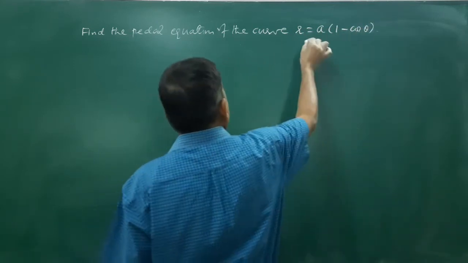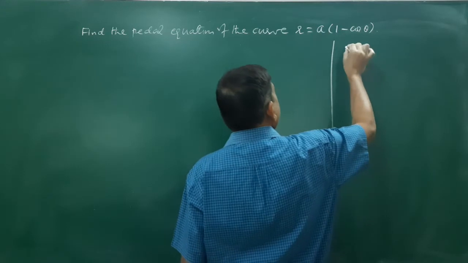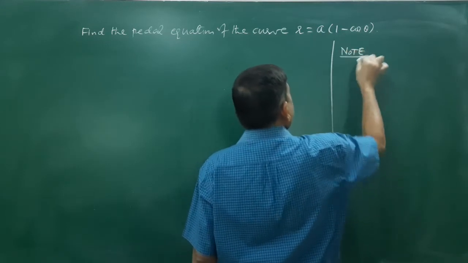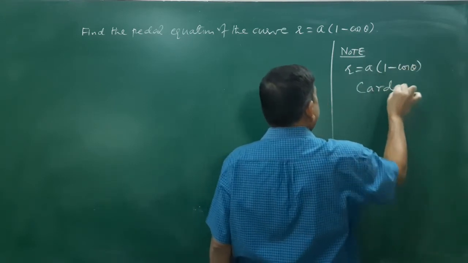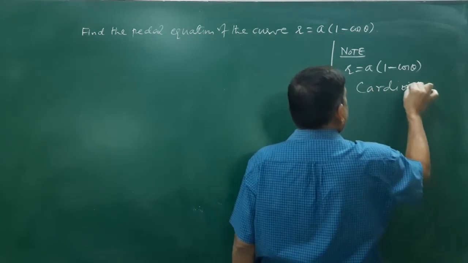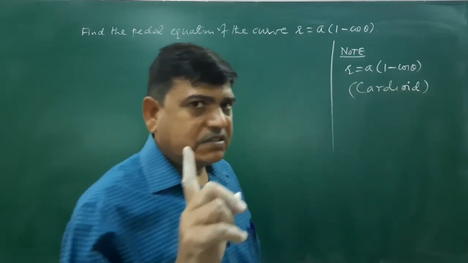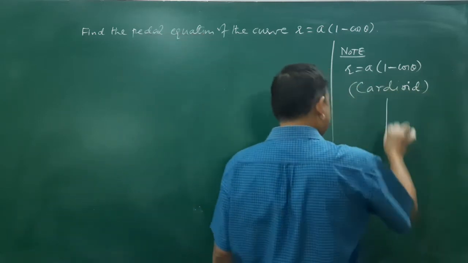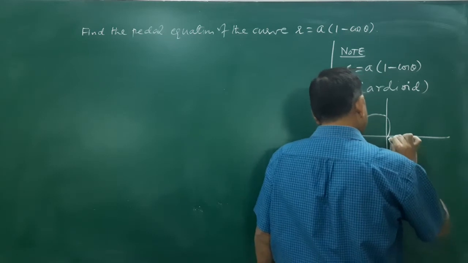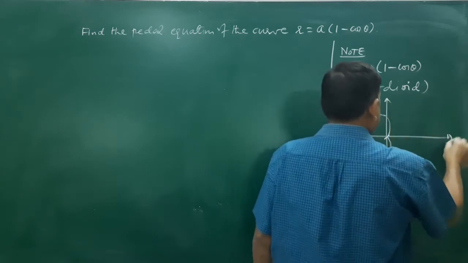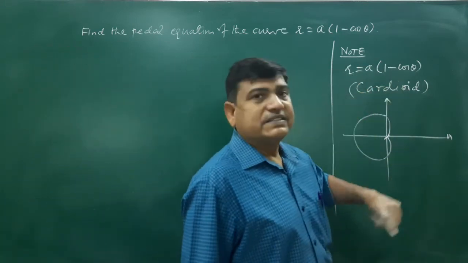Okay. Remember, extra: r equals a times 1 minus cos theta. This is the equation of a cardioid. Remember, this we have done, and its diagram is like this. This is the polar equation.